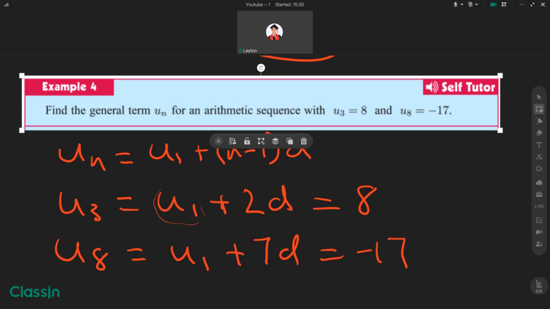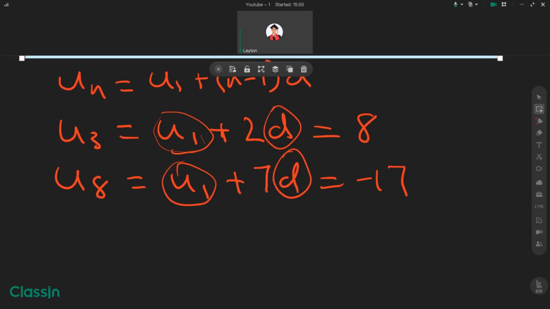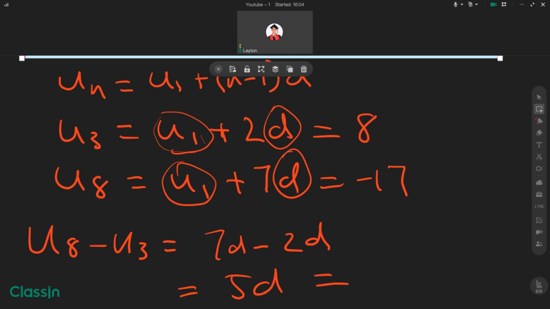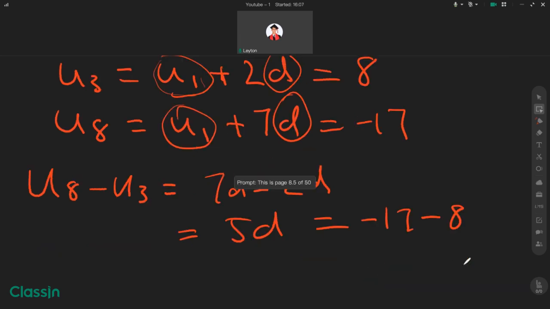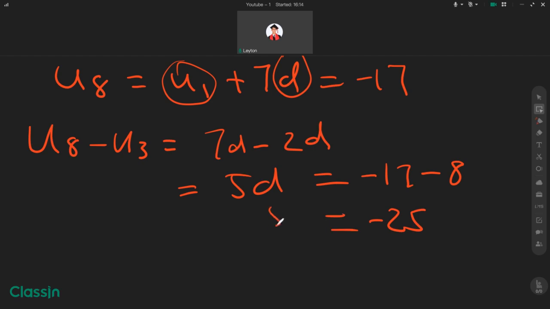And so we can try to find u1 and d. It's simultaneous equations now because we have two variables, u1 and d. And so the way I would do this is probably u8 minus u3. And so the u1s cancel out. And then it's 7d minus 2d, which is equal to 5d. And that's going to be bottom minus the top, which is minus 17 minus 8, which is minus 25. So 5d is equal to minus 25, and therefore d is equal to minus 5.